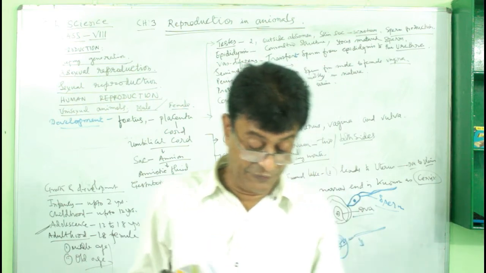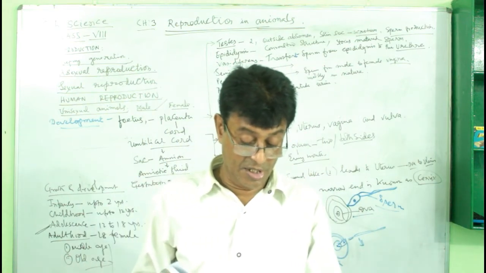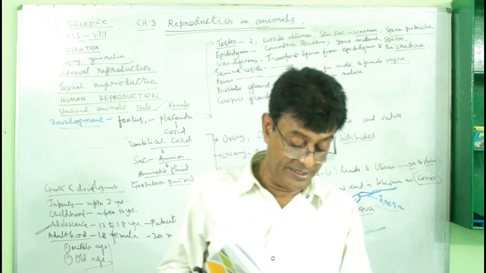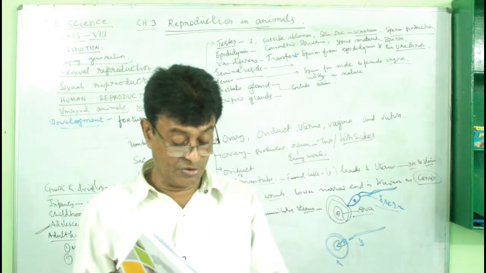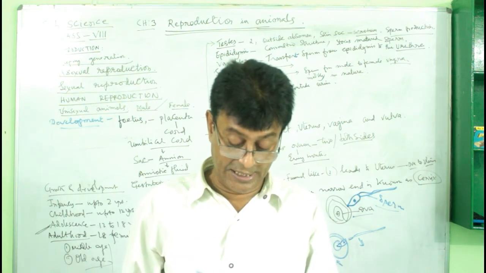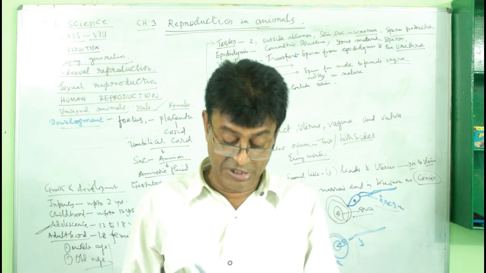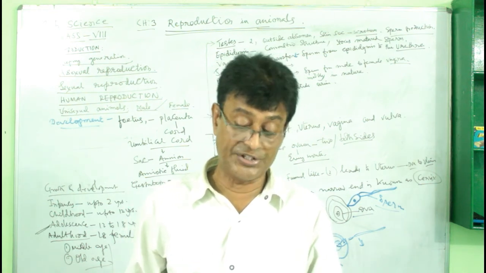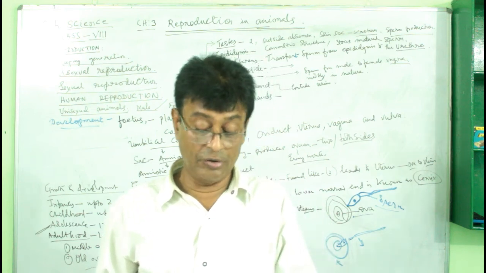Next is question number 4. The male reproductive part where sperm is stored is known as the epididymis. It is a convoluted structure. Question number 5. Two male hormones are testosterone and luteinizing hormone. The two female hormones are estrogen and progesterone.